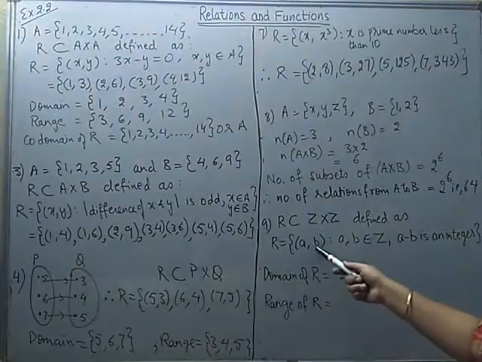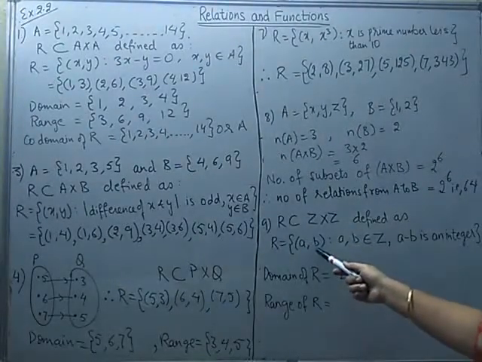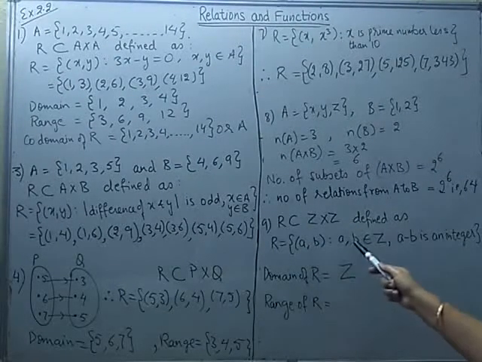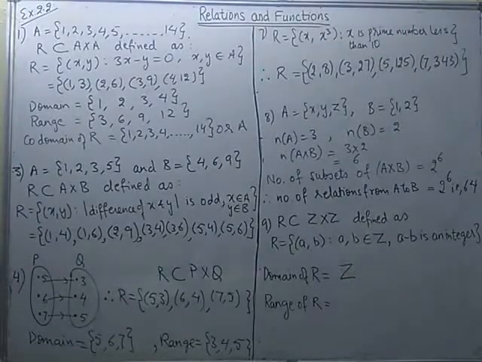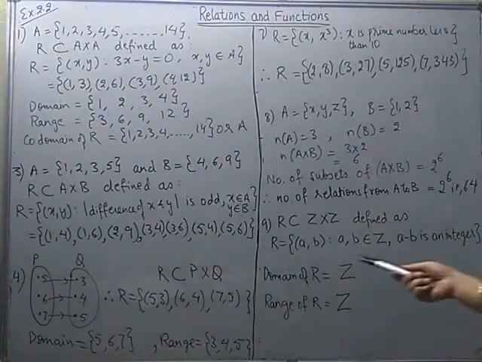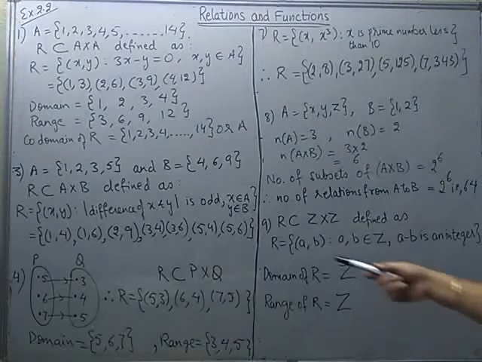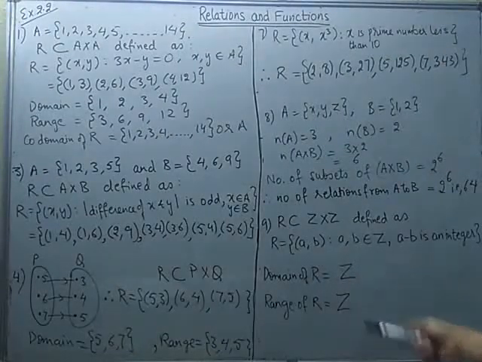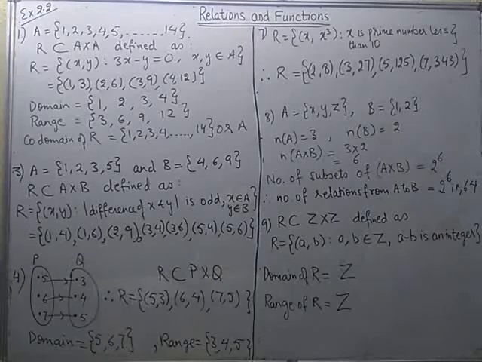In the same way, look at the second elements of the ordered pair, which are denoted by small b, and again b is an integer. So range of R will also be the set of integers. So we don't need to write R in roster form. From the definition of R itself, we can come to know what is the domain and range of the given relation. Both will be the set of integers.